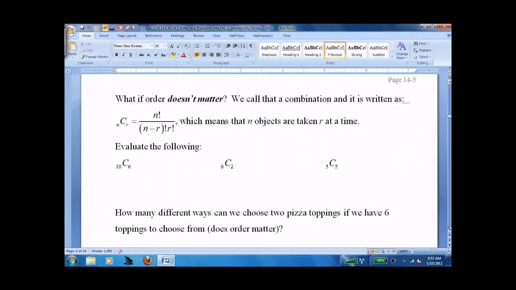That was a permutation. That's where order matters. What if order doesn't matter? We call that a combination. I'll give you some examples where order doesn't matter.